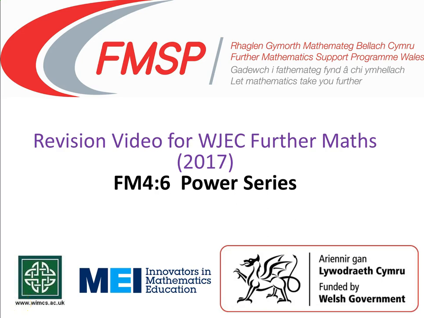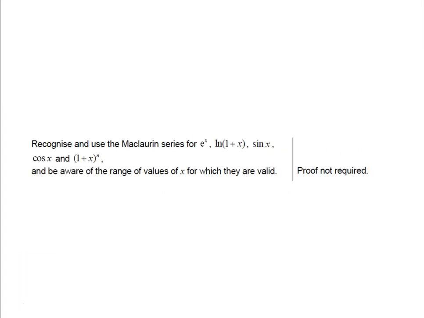In this video, we look at the work on power series for Module 4 of the WJEC Further Mathematics Specification. What we need to be able to do is use Maclaurin series, in particular the Maclaurin series for e to the x, ln, the natural logarithm of 1 plus x, sin x, cos x, and 1 plus x to the n. And we need to be aware of the range of values of x for which they are valid.